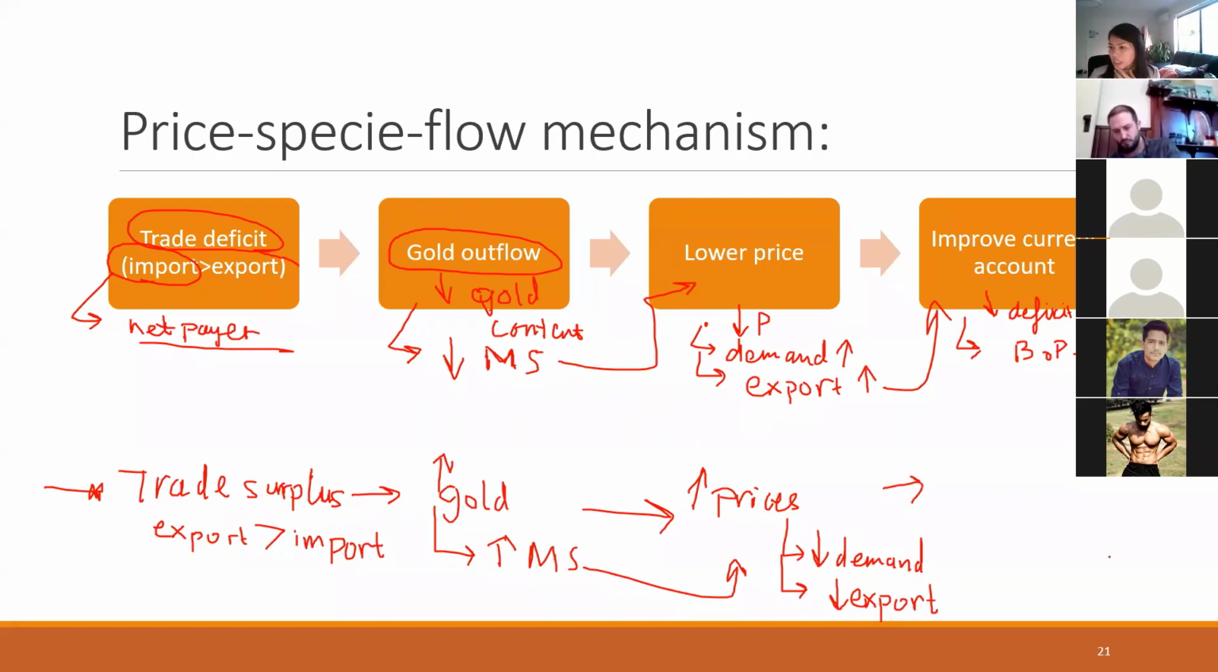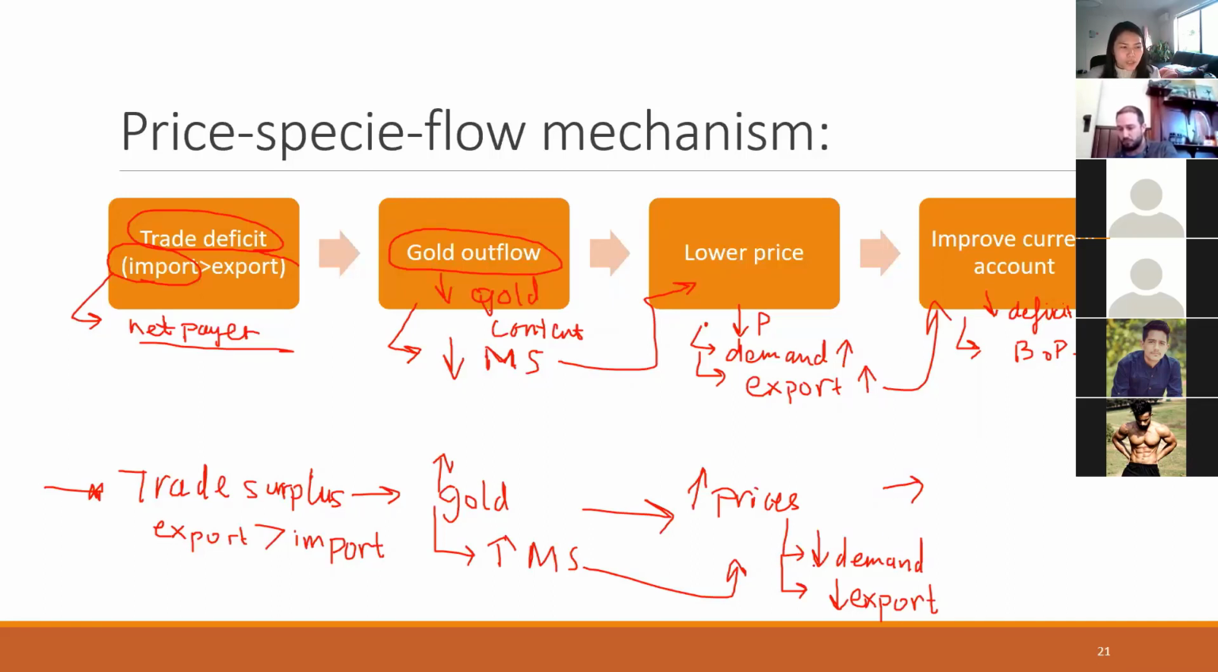Excuse me. Is it a good thing if demand of the goods and services decreases in the country? No, it's not a good thing. So if you're an exporter, it's not a good thing for you. Right. So if your business is to export goods and services, you don't really like this.